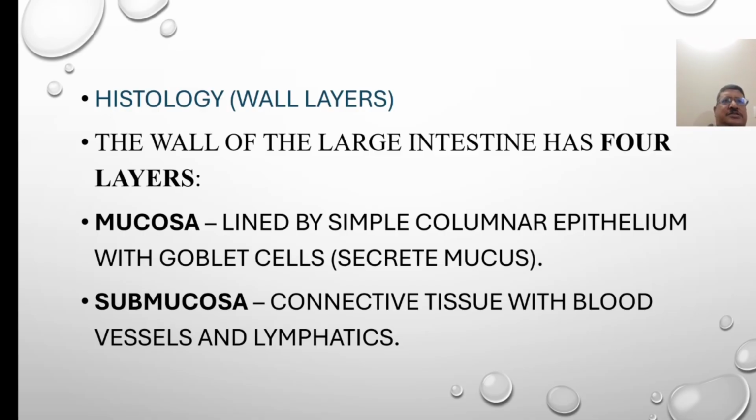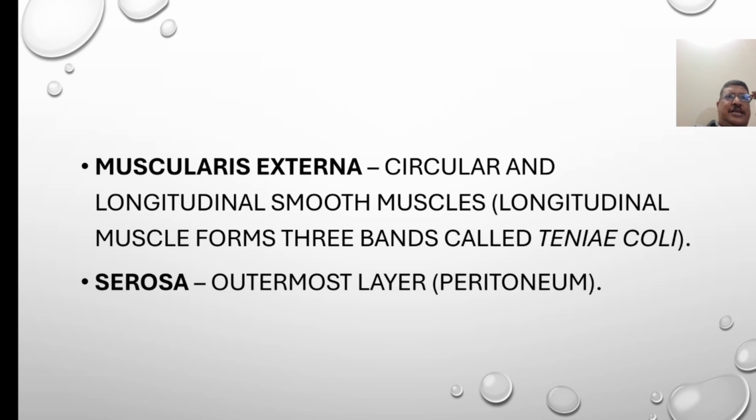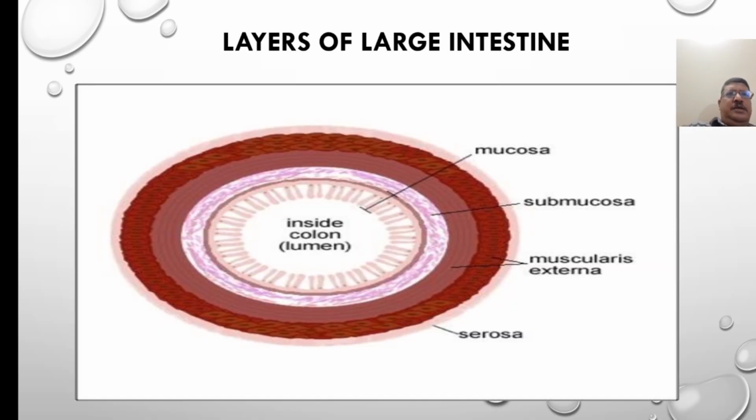Histology. The wall of the large intestine has 4 layers: mucosa lined by simple columnar epithelium with goblet cells, submucosa, connective tissue with blood vessels and lymphatics, muscularis externa, circular and longitudinal smooth muscles. Longitudinal muscles form 3 bands called taenia coli. Serosa, that is the outermost layer, that is peritoneum. Layers of the large intestine: inner is mucosa, then submucosa, muscularis externa, then outer is serosa.